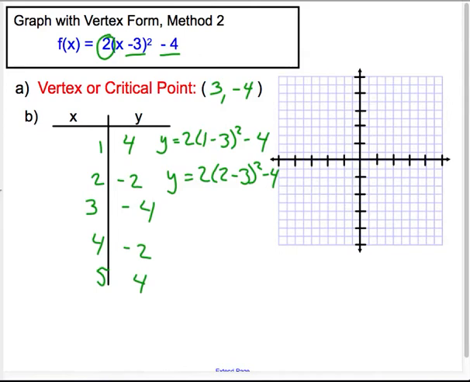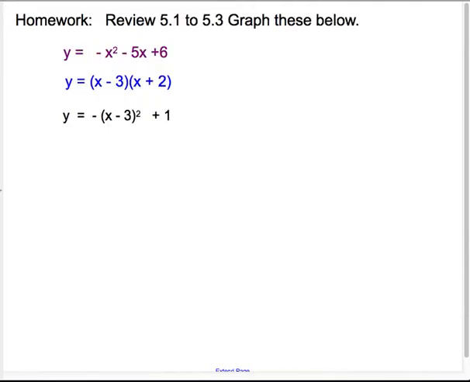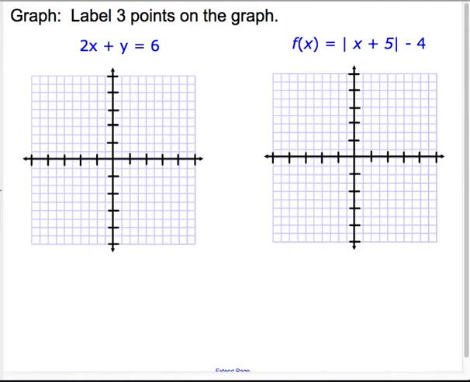I've got 1, 4, and I'm using the scale that's on the graph. I've got 2, -2. I've got 3, -4. 4, -2. And 5, 4. And then again, just making sure that you've got the U shape versus the V shape for the absolute value. All right, so that's the end of the quadratic graphing review.